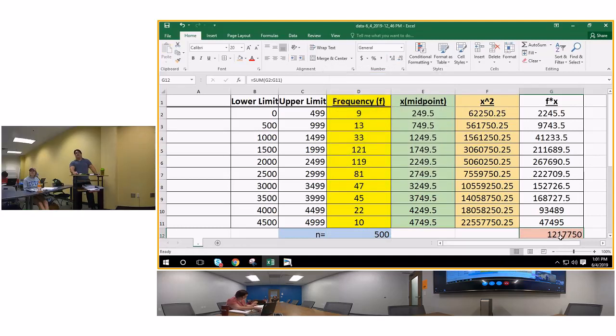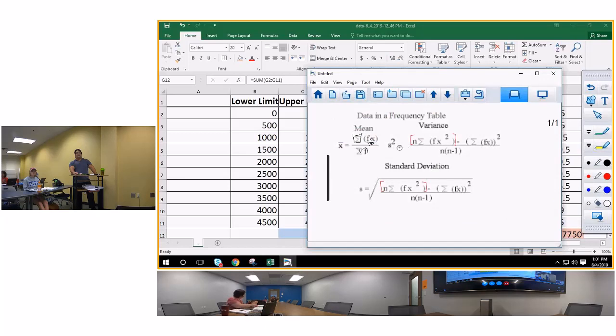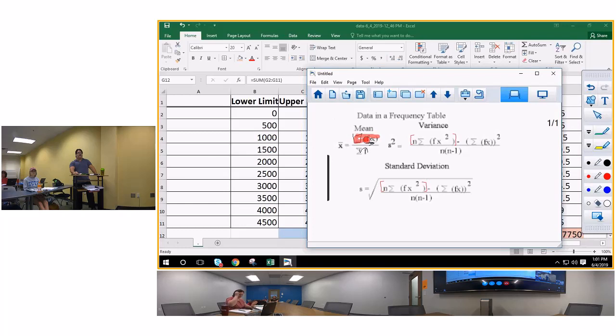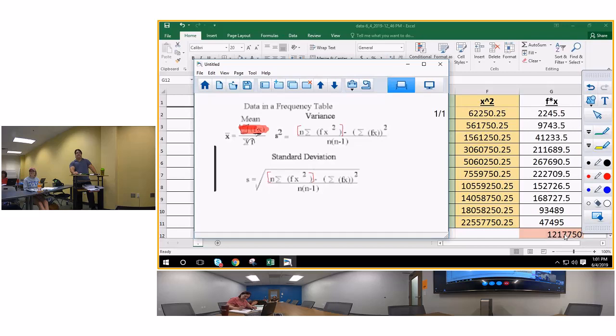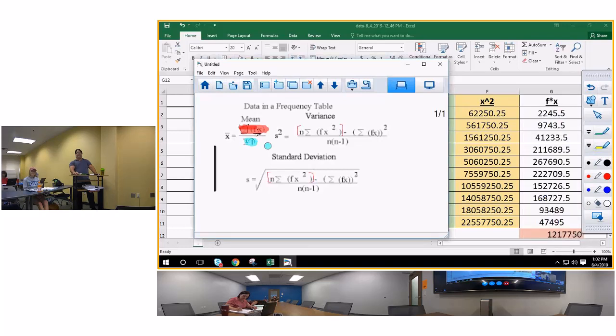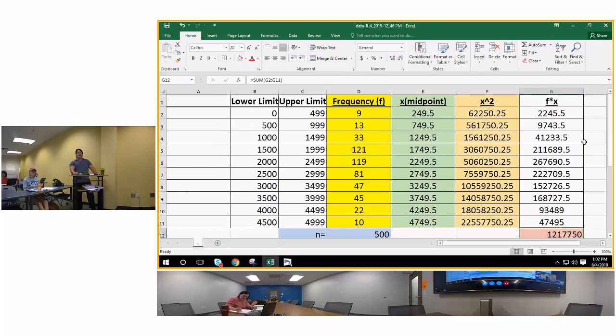Okay, so that number, 1,217.750, that's the F times X sum right here. I don't like using that red. But that number we just found is this number right here. I'm going to move this over. There we go. Everybody with me? Now, what are we going to divide that number by? N. Well, what's our N? It's in blue. And our N is what? 500.